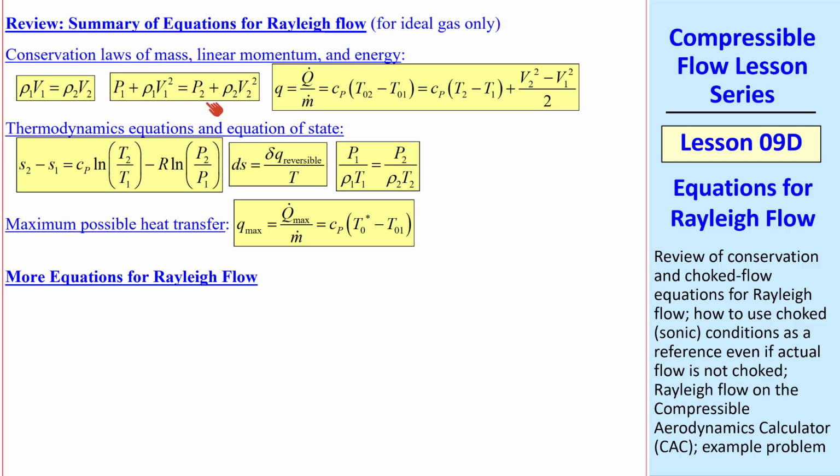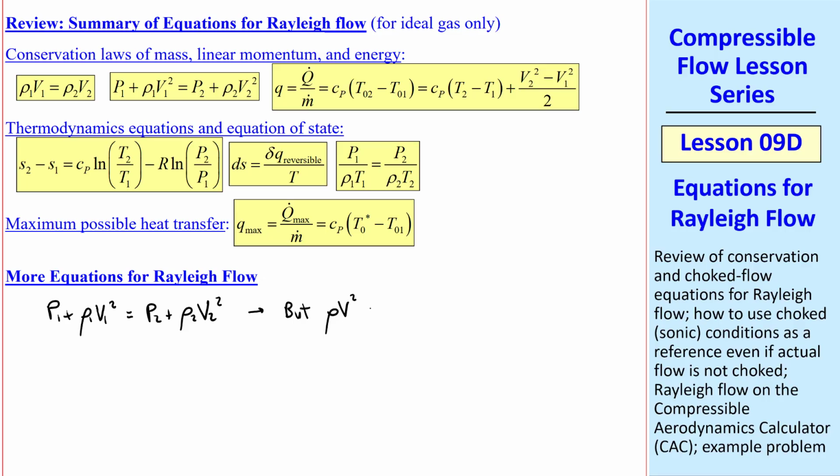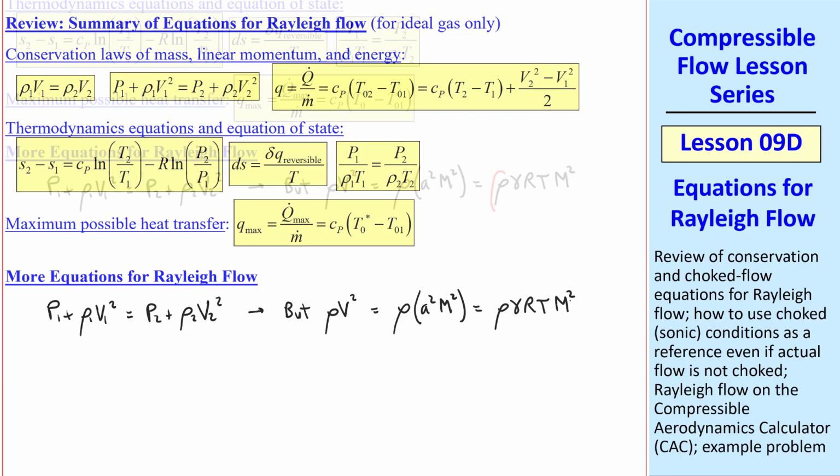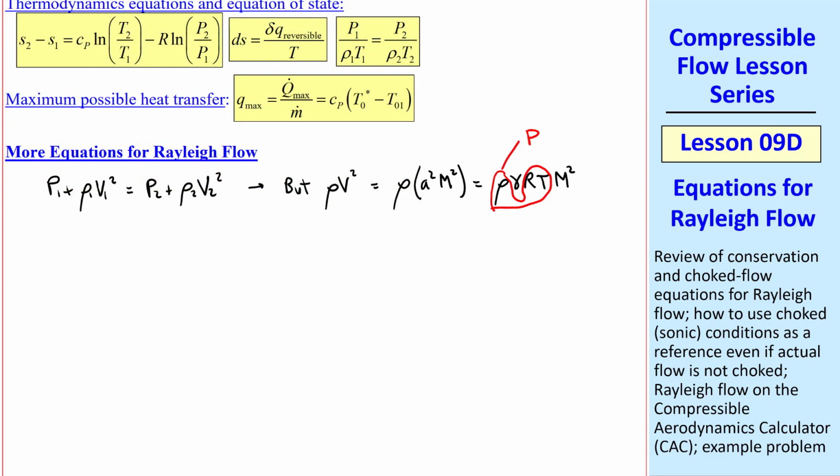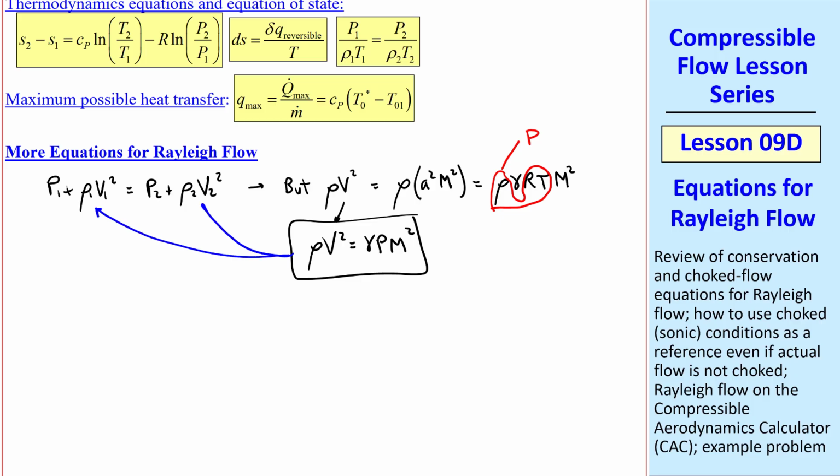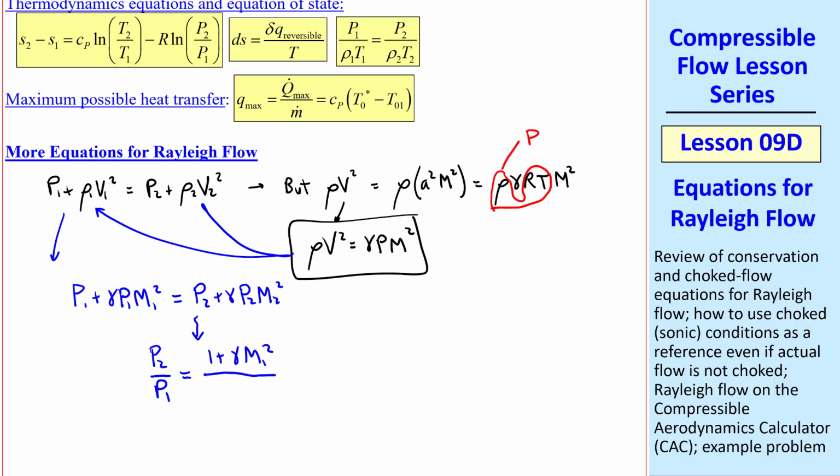Let's start with our momentum equation, but let's rewrite rho v squared as rho a squared M squared, since M is v over a, and since a squared is gamma RT for an ideal gas, but rho RT is P by our ideal gas law. So rho v squared is gamma P M squared. Plugging this into both places, our momentum equation reduces to P plus gamma P M squared on both sides. After a little bit of rearrangement, P2 over P1 becomes 1 plus gamma M1 squared over 1 plus gamma M2 squared. I'll call this equation 1.